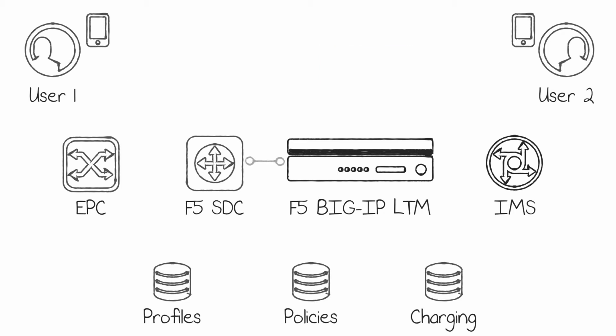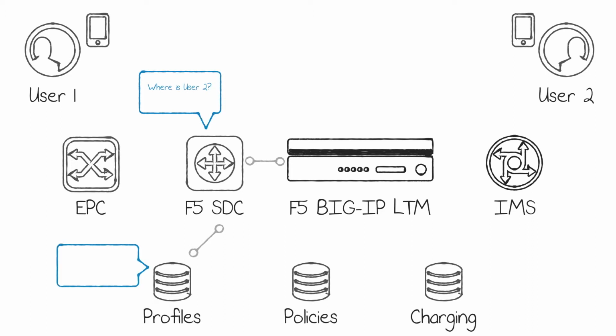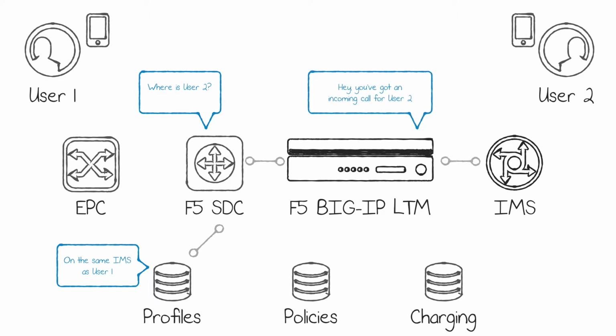The LTM will send a message over to the SDC, and it says, how can user 1 reach user 2? So the SDC will go ask the HSS profile, where's user 2? And the HSS will come back and say, well, user 2 is on the same IMS system as user 1, and so call user 2 there. So the SDC reports that back to the LTM, and then the LTM tells the IMS, hey, you got an incoming call for user 2.